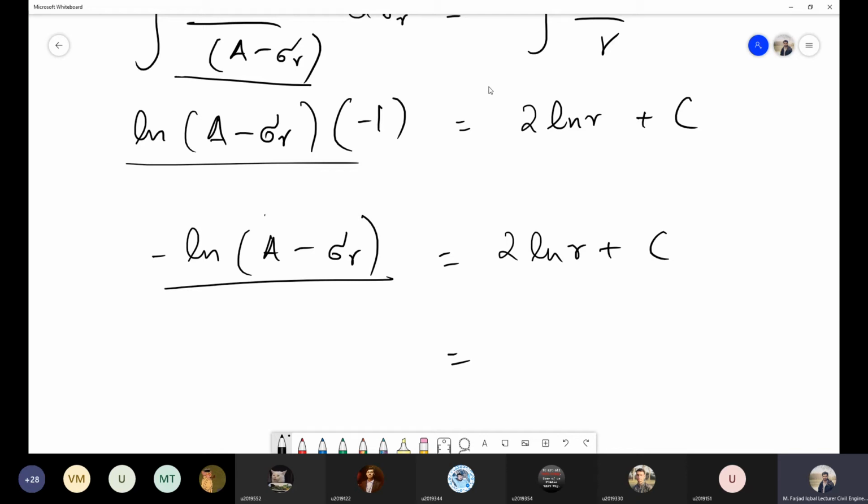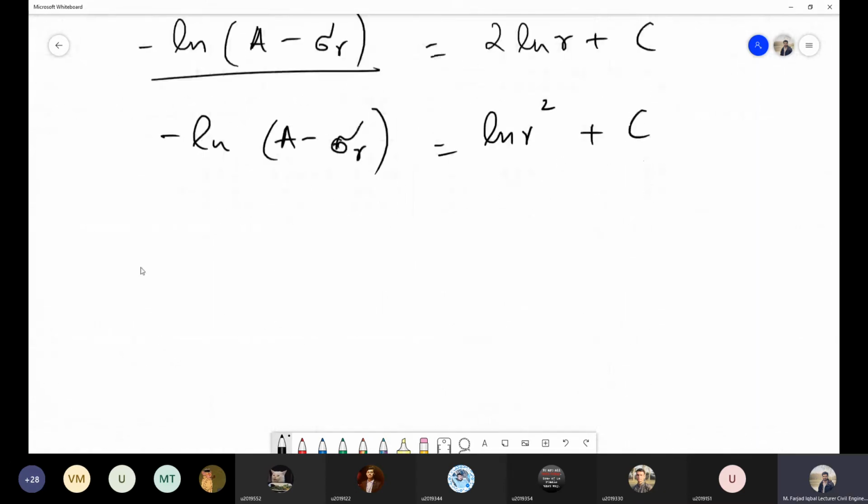So now let's simplify this one. Can I represent it something like this? Because this is a property of log that if you have this product 2 on the right side, you can just take it on, keep it as a square of this variable term. And on the left side, let's keep it as it is, that is log natural a minus sigma r.